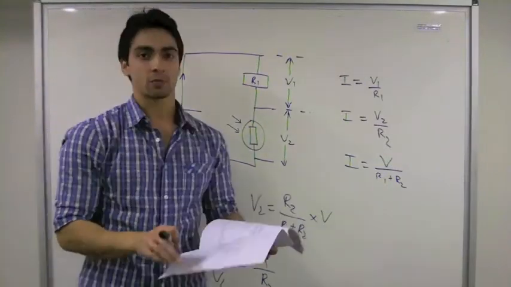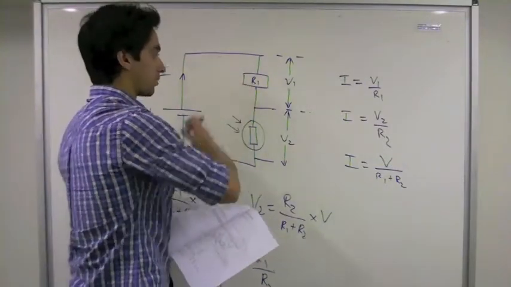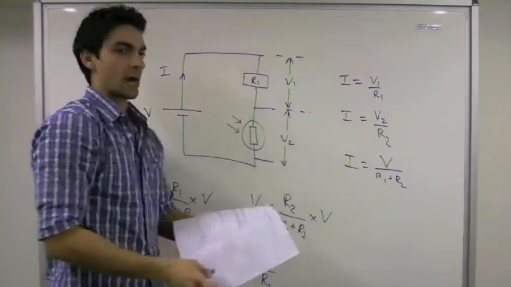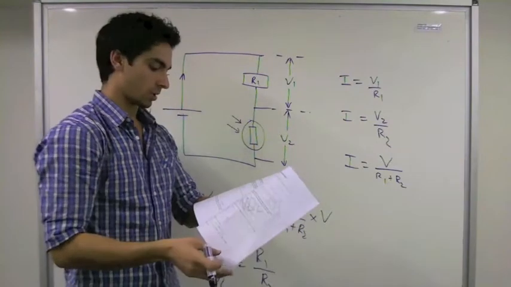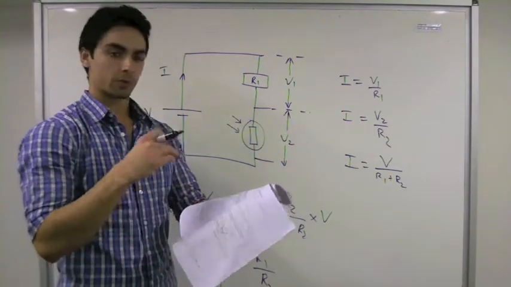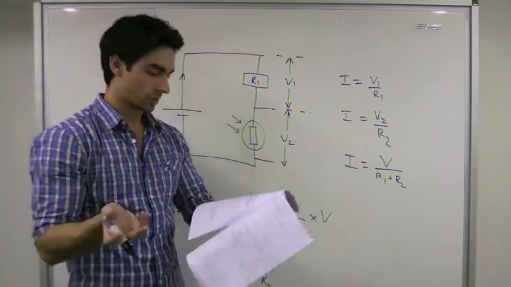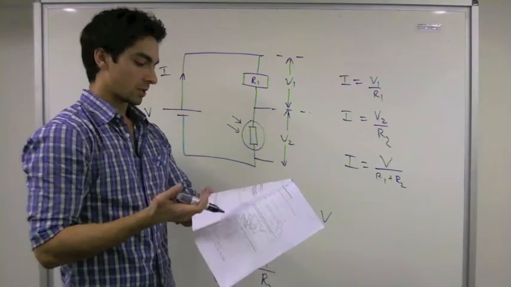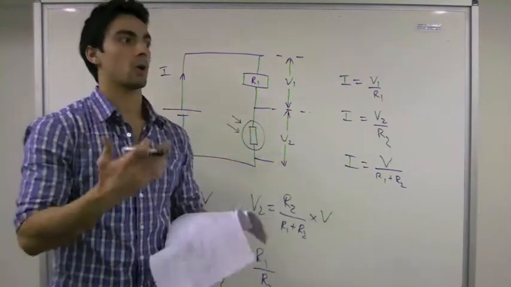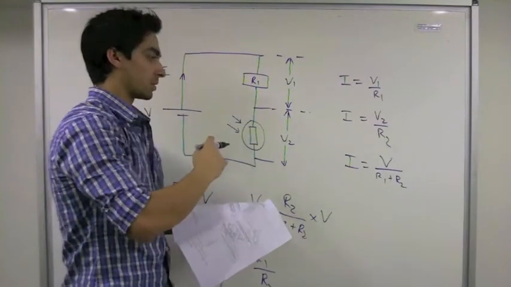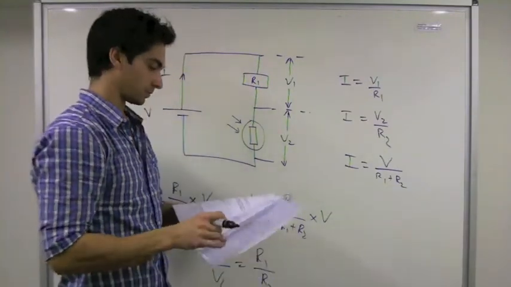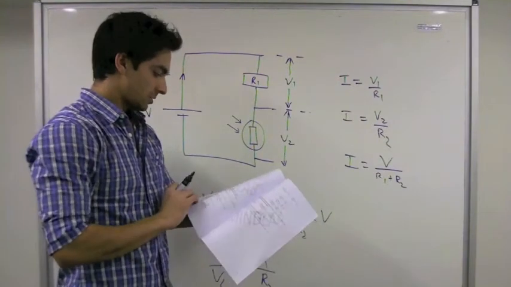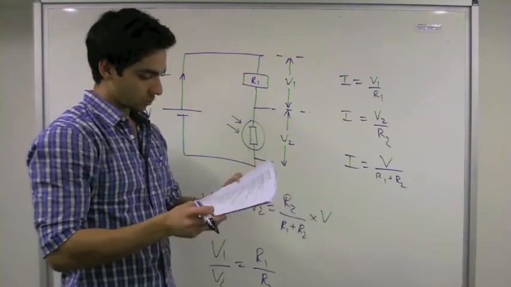There might be exam questions which have potential divider circuits with a light dependent resistor. Sometimes they might have a thermistor, so the student should be familiar with the characteristics of a thermistor. What happens in a thermistor is that, opposite of a filament lamp, when the temperature increases, the resistance actually decreases. So that's pretty much it for 5.2.